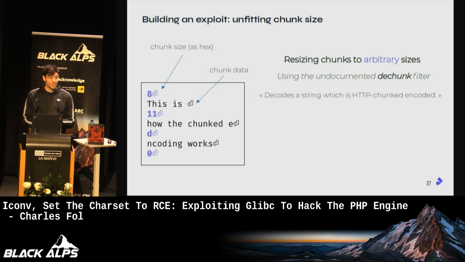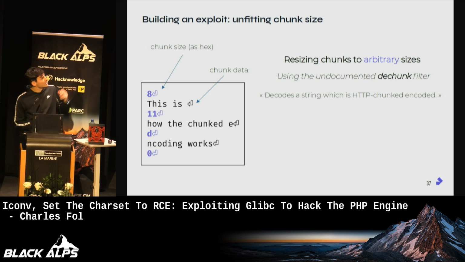To resize these buckets, we can use another filter, which is called dechunk. I was telling you a little bit about it beforehand. It is undocumented, but it's very much used by attackers, so it's pretty well known. What it does is that it will decode a string that is HTTP chunked encoded. What is HTTP chunked encoding? It's very simple. The idea is that you send the size, then the new line, and then the data corresponding to the size. Then you send the new size, then the data, then a new size, then the data.